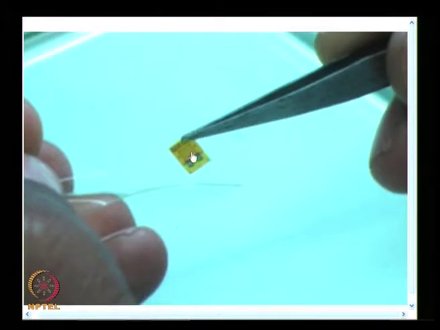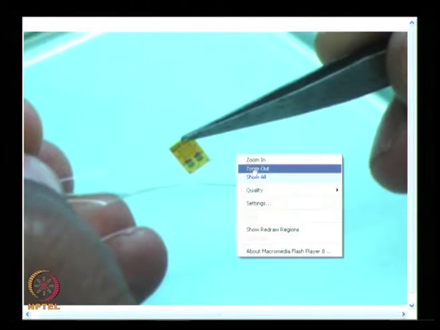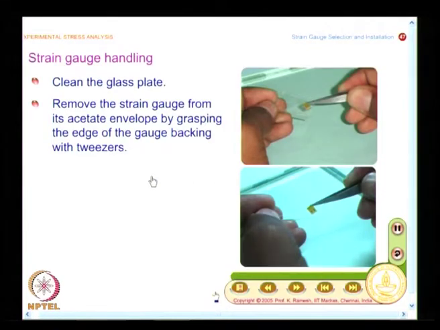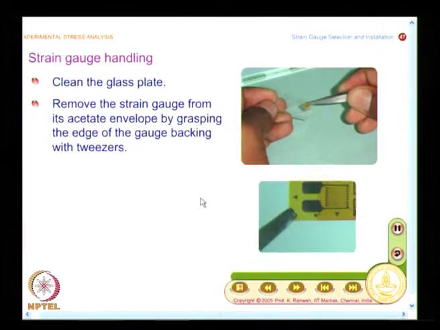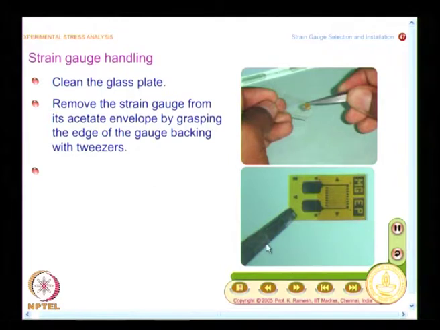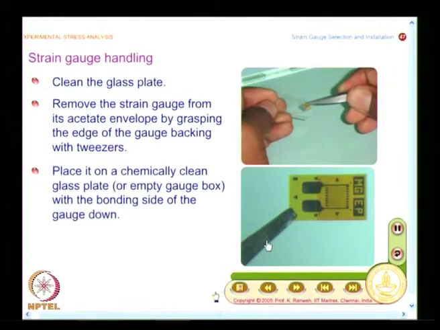If you touch it in between, what will happen? The foil is so thin, it may eventually get cut. So, you need to remove it with tweezers and place it properly on your glass plate, and that surface should be chemically clean, that is why we have taken a glass plate, or you can also use an empty gauge box.